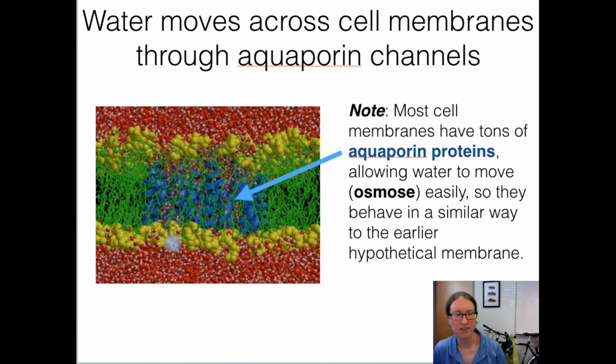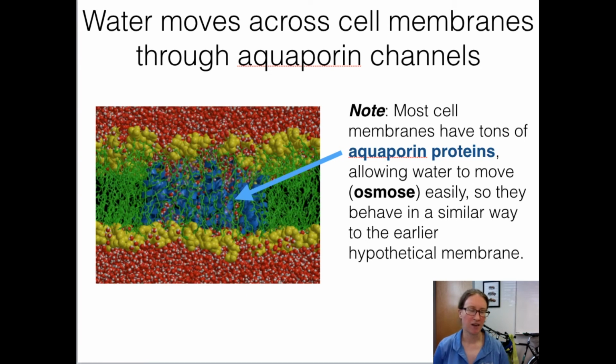And the picture here is an illustration of what this looks like on a molecular level. So these yellow things here are the polar phospholipid heads, and then the green stringy stuff are the fatty acid tails. And the blue ribbons running through this membrane are the aquaporin protein, and then these little red blobs are water molecules. So you can see water molecules funneling through one of these aquaporins.